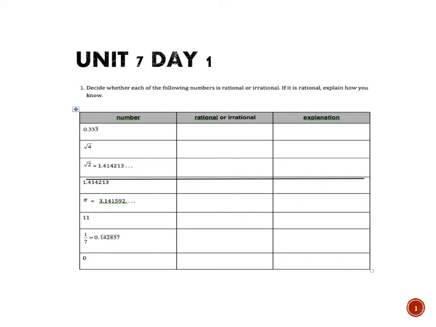Unit 7, Day 1. Decide whether each of the following numbers is rational or irrational. If it is irrational, explain how you know. So 0.333 and the last 3 is repeating. It is rational because the 3 repeats.